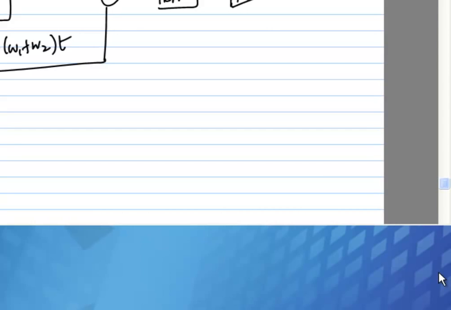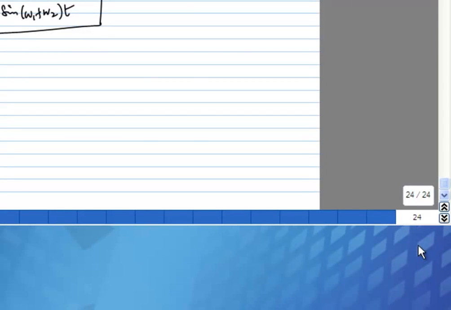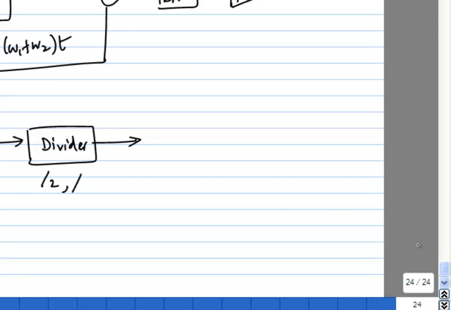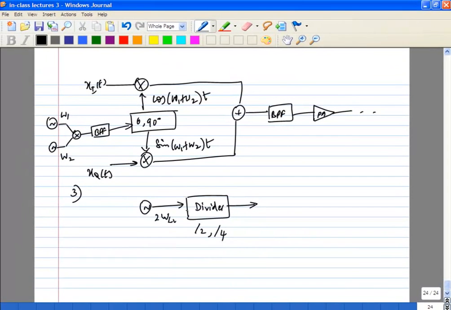So instead of doing omega 1 and omega 2, having 2 VCOs, what you can do is you can have a single VCO. You can have a frequency divider. Okay, this is actually the most commonly used. So let's say, for example, divide by 2 or divide by 4 is used quite commonly. Okay, so this is now the VCO frequency is now 2 omega LO.